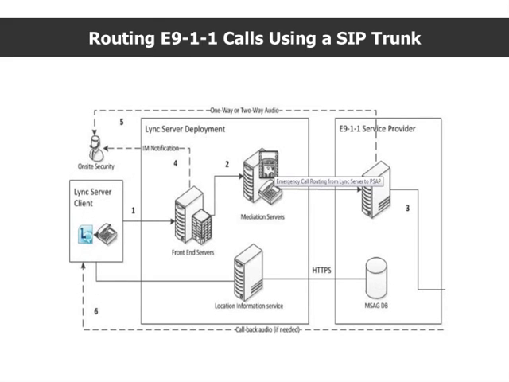In the next example, we see routing an E911 call using a SIP trunk connection. And the diagram looks very similar in the sense that your call still gets routed through your front-end servers, out through your mediation server, and over to your E911 services provider. But this time, instead of using an ELIN gateway, we're using a SIP trunk connection.